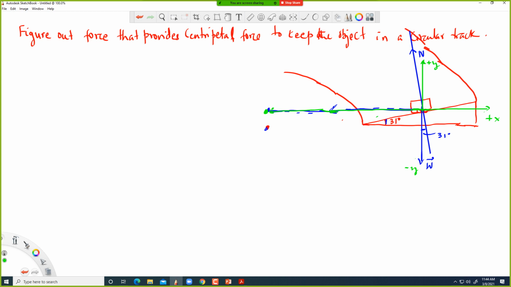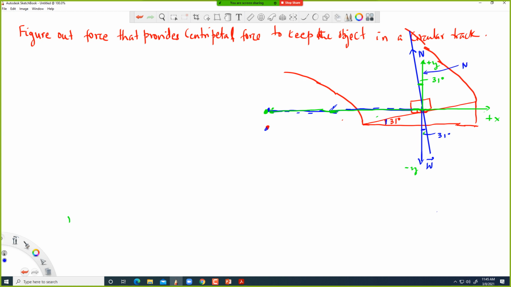Okay? So if this is 31 degrees, tell me what this angle would be. If this is 31 degrees, what would that angle be? It will be more, less, or equal? Yeah, this will be 31 degrees. So this normal force is between y-axis and x-axis. So you guys tell me, what is the y component of this normal force?